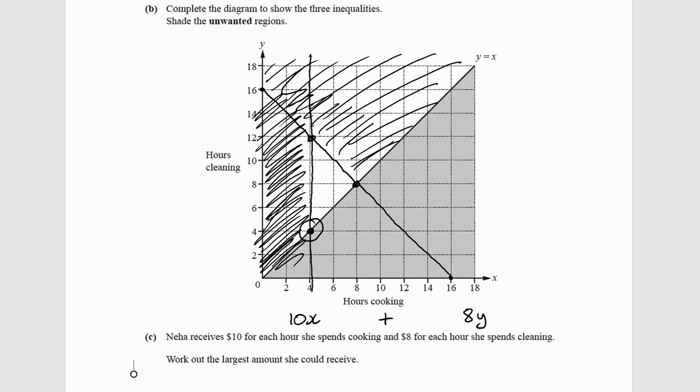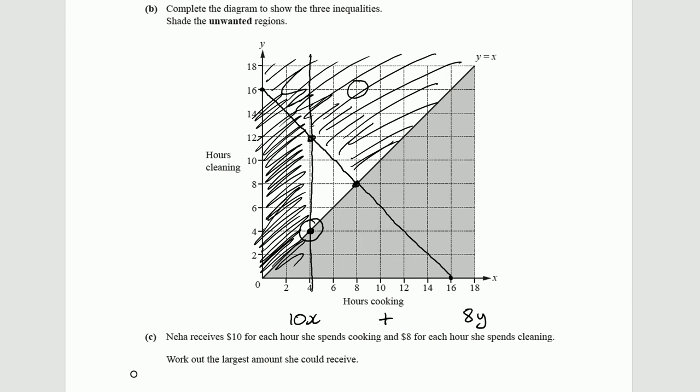Now it could be either of these. They're both viable candidates. In the first point, in the highest point over here, she's doing the least amount of possible cooking and the most amount of cleaning. But she gets paid more for cooking, so I suspect it's not going to be that one. Here, we're doing a little bit more cooking, a little bit less cleaning. So at this stage, I would guess it would be this point, but I would also be quite happy to try that point just in case.